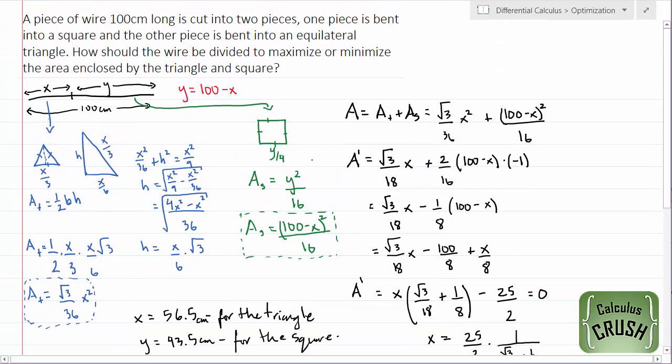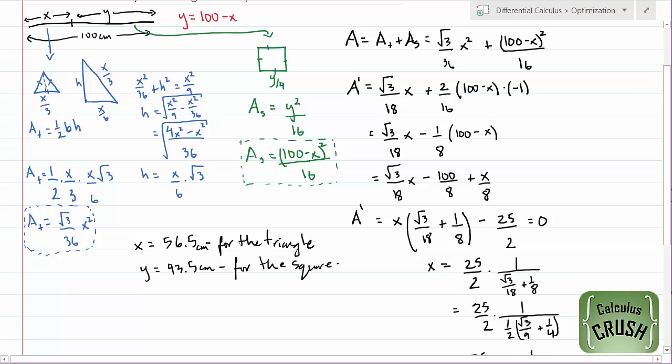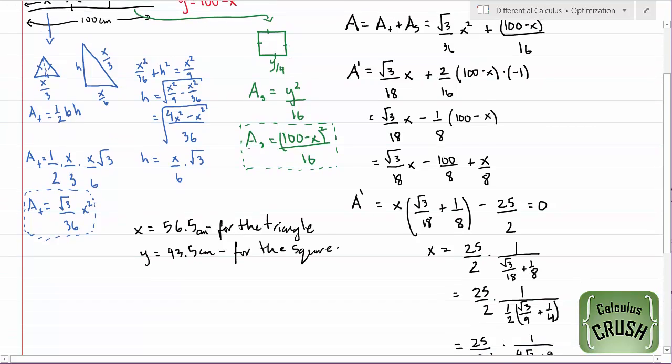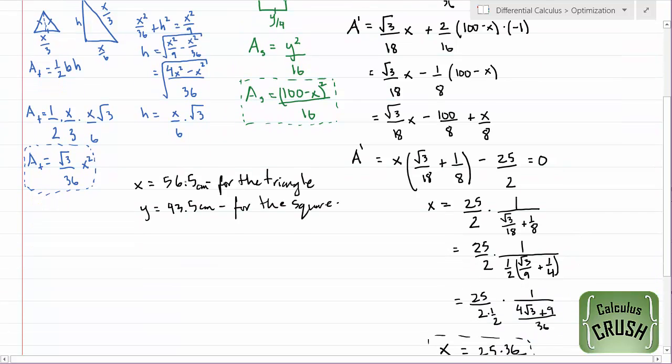So will this maximize or minimize our area? Well, intuitively, you would assume that to maximize our area, we would probably want to use all of the wire for the square, because the square is the most area efficient. But let's just imagine that we didn't know that. So how would we figure out if this is a minimum or a maximum?